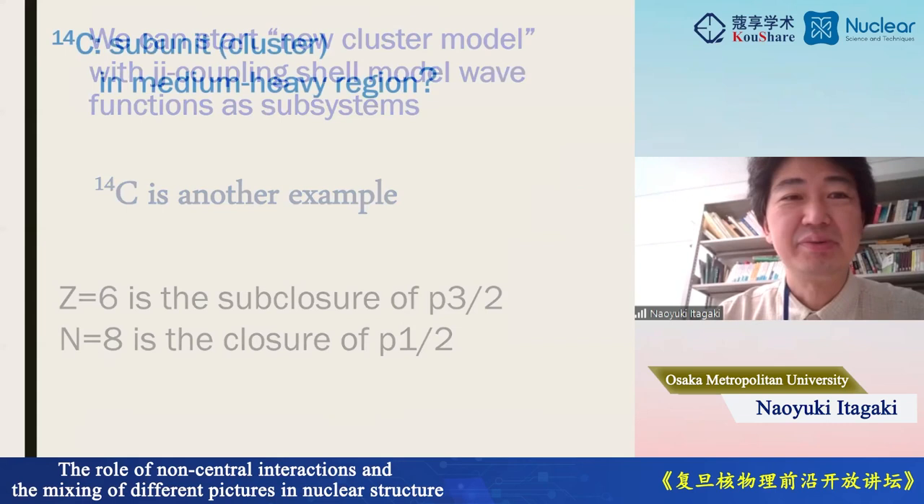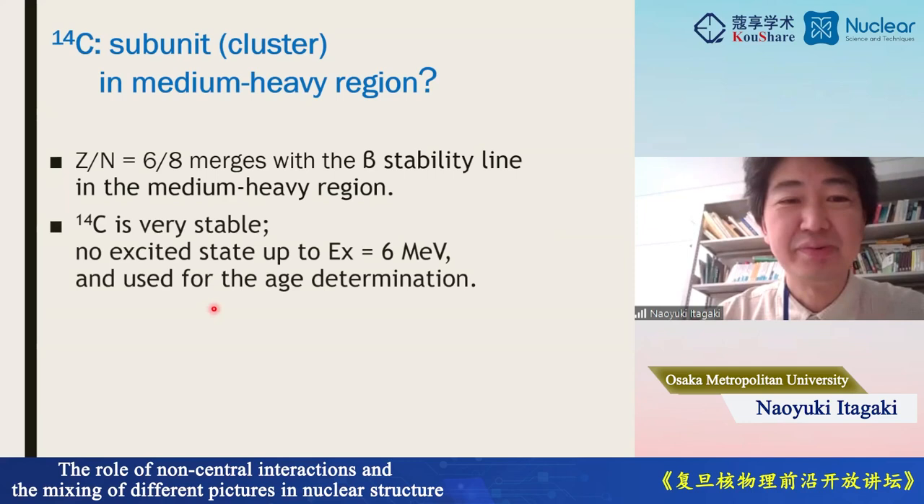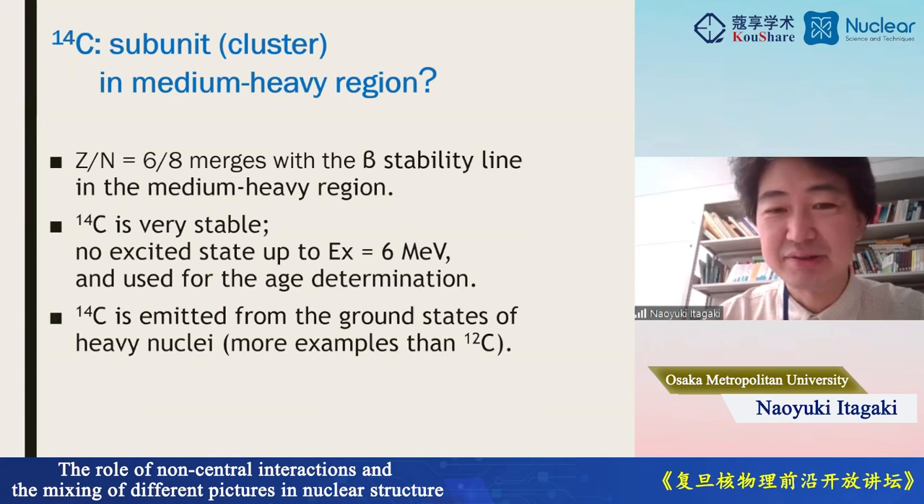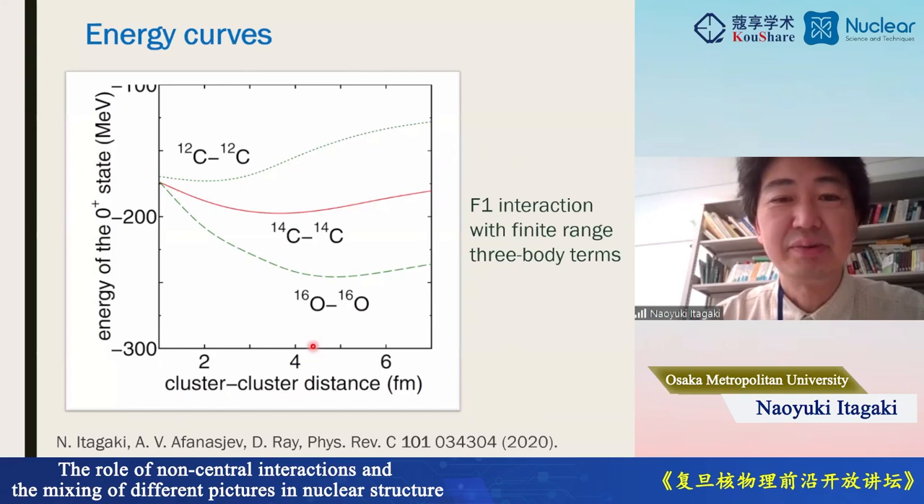Okay, so I skip why carbon 14 can be a cluster, and there are multiple reasons, but the time is limited. So I skip this part and go to the energy curves. Carbon 14 plus carbon 14 has this kind of energy curve. And carbon 12 plus carbon 12 has this kind of energy curve.